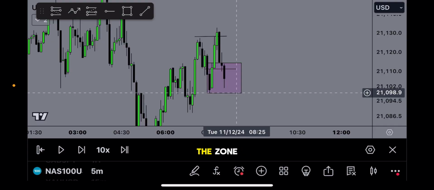So if price breaks the zone, you already know, okay, this trade is invalid, because price broke the demand zone. It's not respecting the zone. It don't care about the demand zone. It's doing its own thing now.